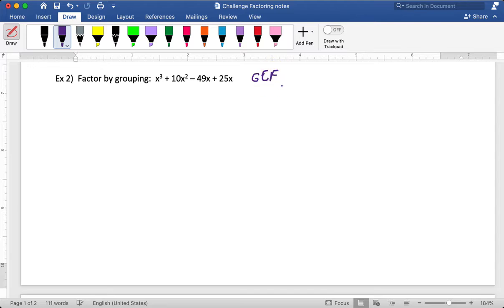Yeah, there it is. All right. So the GCF here is just a single x. So I'm going to factor out that single x. And what's left, remember factor means divide, so you're taking an x out of each one. So that's x squared plus 10x. Subtract 49. Add 25.